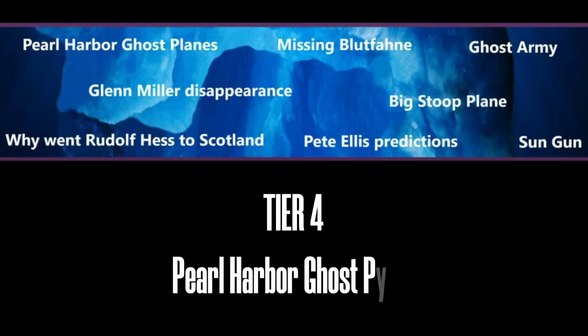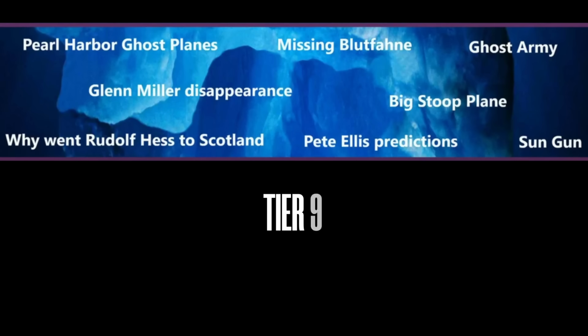Tier 4. Pearl Harbor Ghost Planes. Pearl Harbor Ghost Planes typically refers to a series of urban legends and rumors about alleged sightings of ghostly aircraft or phantom planes in the skies over Pearl Harbor, Hawaii, particularly around the anniversary of the December 7, 1941 attack by the Imperial Japanese Navy.